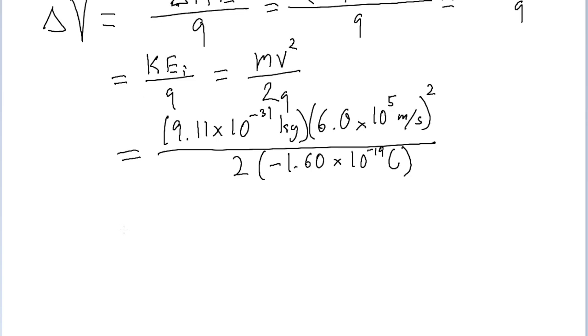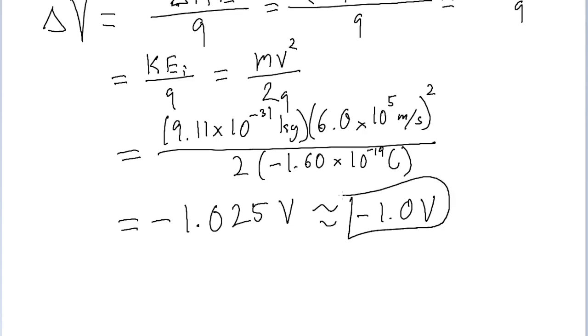So, all that putting into a calculator, and we find a value for the potential difference of negative 1.025 volts. Or if we want to round this to adjust it to the proper number of significant figures, then we can instead write this as negative 1.0 volts. And that is our answer to the problem.